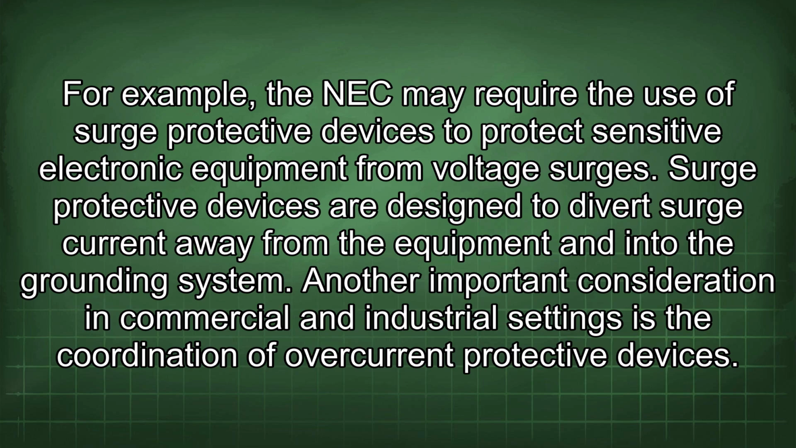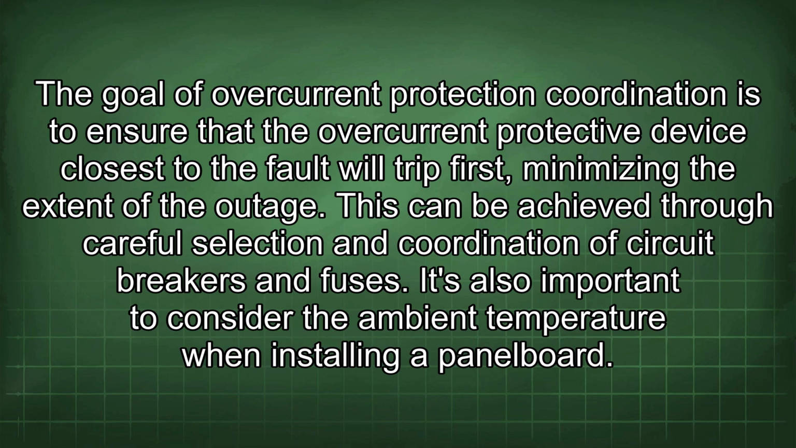Another important consideration in commercial and industrial settings is the coordination of overcurrent protective devices. The goal of overcurrent protection coordination is to ensure that the overcurrent protective device closest to the fault will trip first, minimizing the extent of the outage. This can be achieved through careful selection and coordination of circuit breakers and fuses.